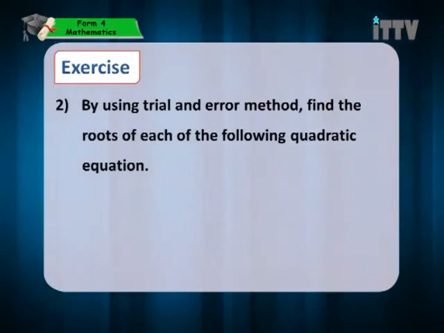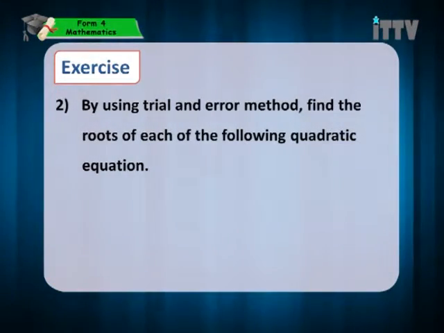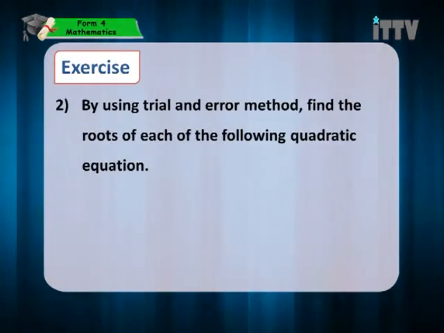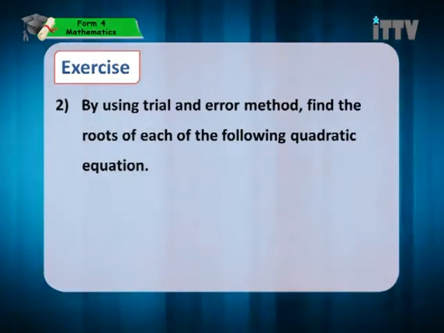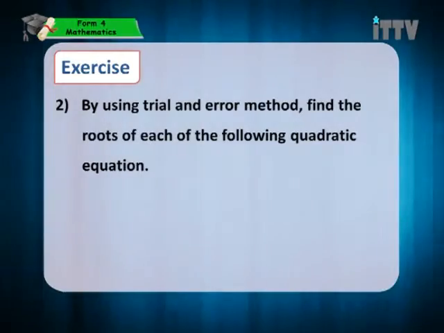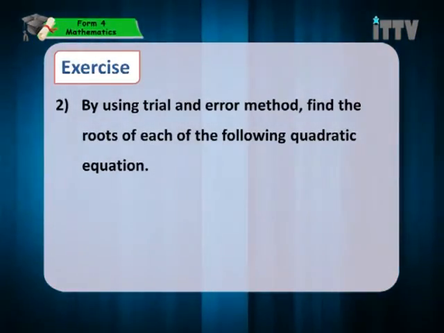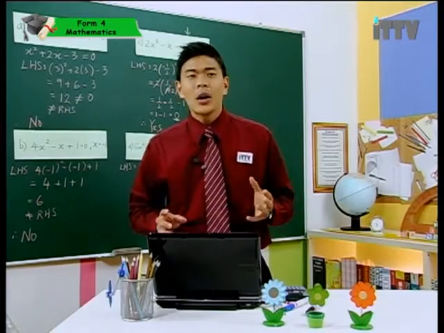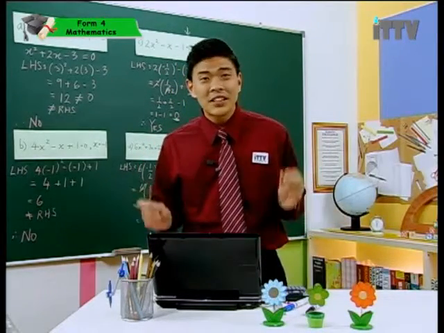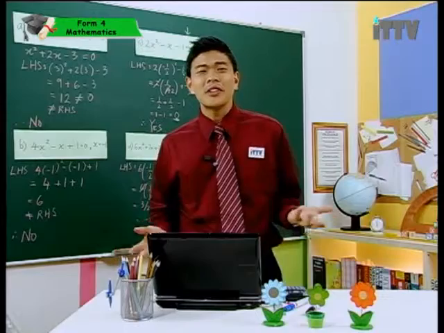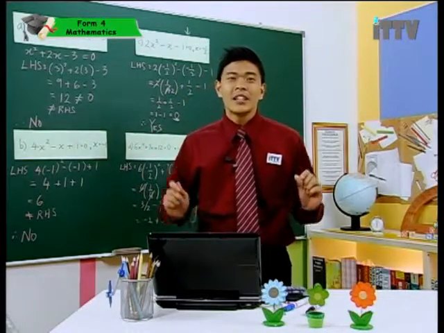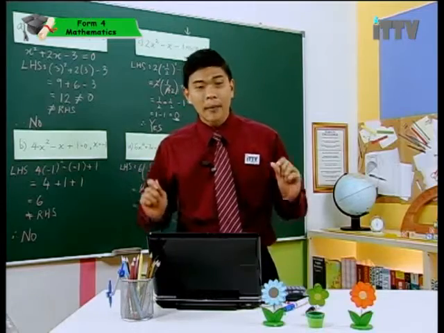Now next exercise. By using the trial and error method, find the roots of each of the following quadratic equations. So just now, specific values of x were given to you. You had to just substitute and verify. Now, if there are no values of x given to you, how are you going to determine the roots? Well, we have learned one method, which is called the trial and error method.